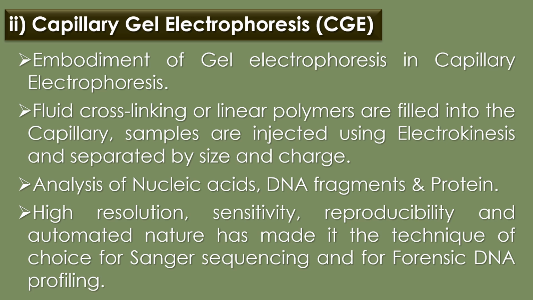The second type of capillary electrophoresis is capillary gel electrophoresis. Capillary gel electrophoresis is the embodiment of gel electrophoresis in capillary electrophoresis. In capillary gel electrophoresis, fluid cross-linking or linear polymers are filled into the capillary. Samples are injected using electrokinesis and separated by size and charge. While a support matrix is not necessary for capillary electrophoresis, the gel in capillary gel electrophoresis provides a molecular sieve which adds to the resolving power of the technique.